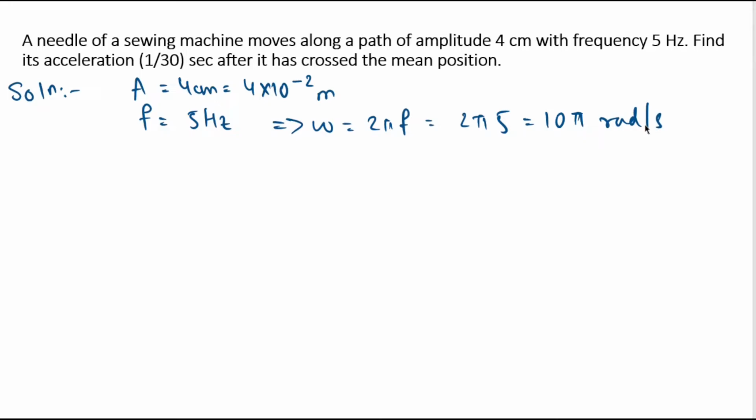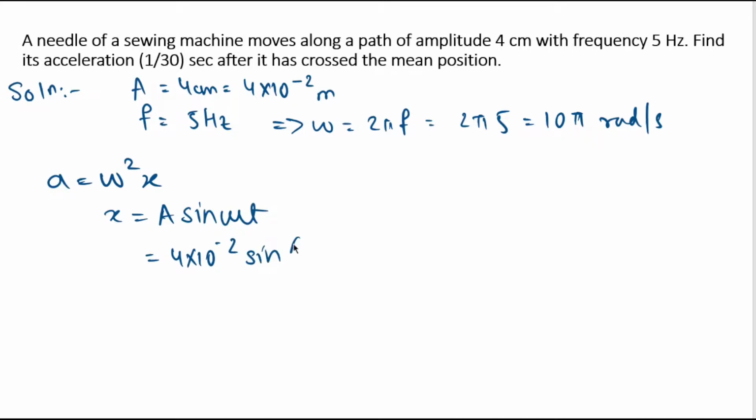Now we know that acceleration is given by a equal to omega square x, and we know the expression for instantaneous displacement x is equal to a into sine omega t. So considering this, we can write x is equal to 4 into 10 raised to minus 2 into sine of omega, which is 10 pi, into t, which is given as 1 by 30th second. That is, we are calculating this displacement at time 1 by 30th second.